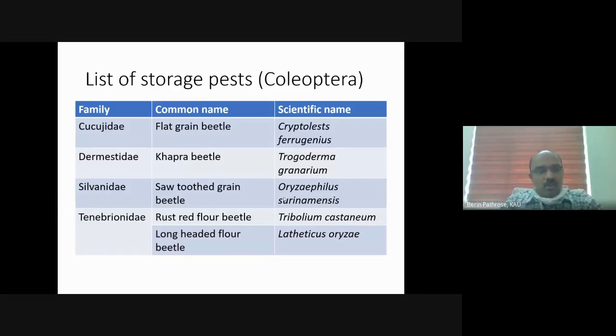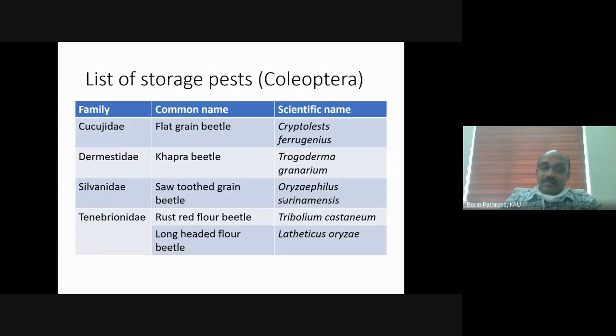The second family, Dermestidae, we also don't normally find in field pests. In Dermestidae we have a pest called khapra beetle. Its scientific name is Trogoderma granarium. It's a major pest. We will discuss khapra beetle in the subsequent slides. So the second insect is khapra beetle, Trogoderma granarium, belonging to the family Dermestidae.